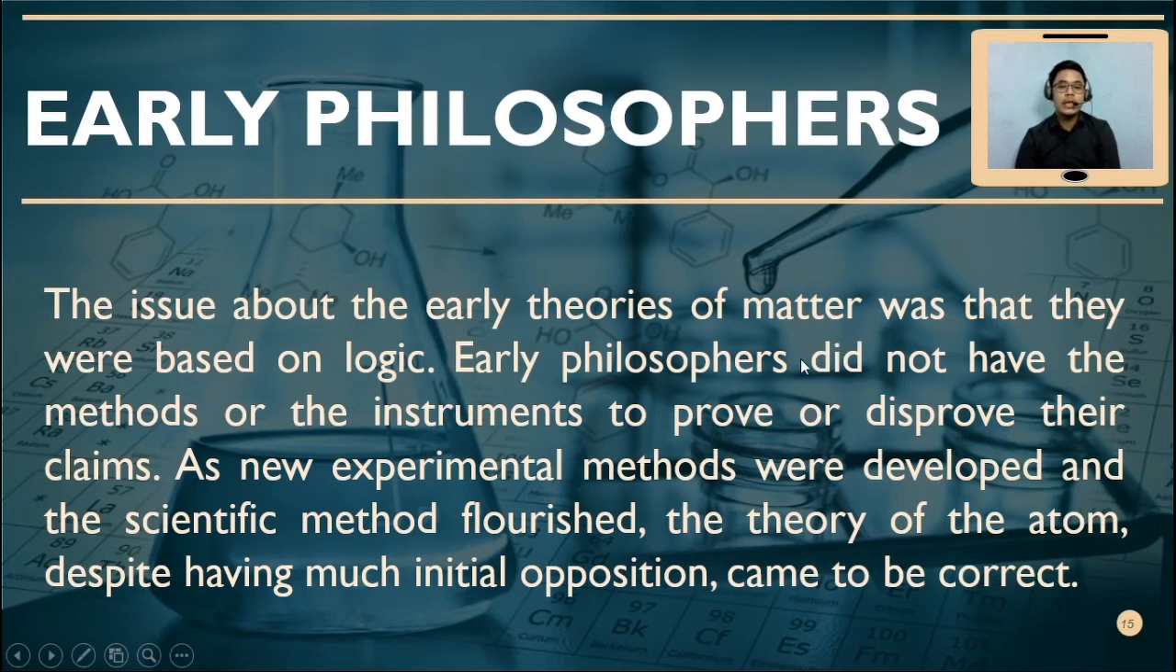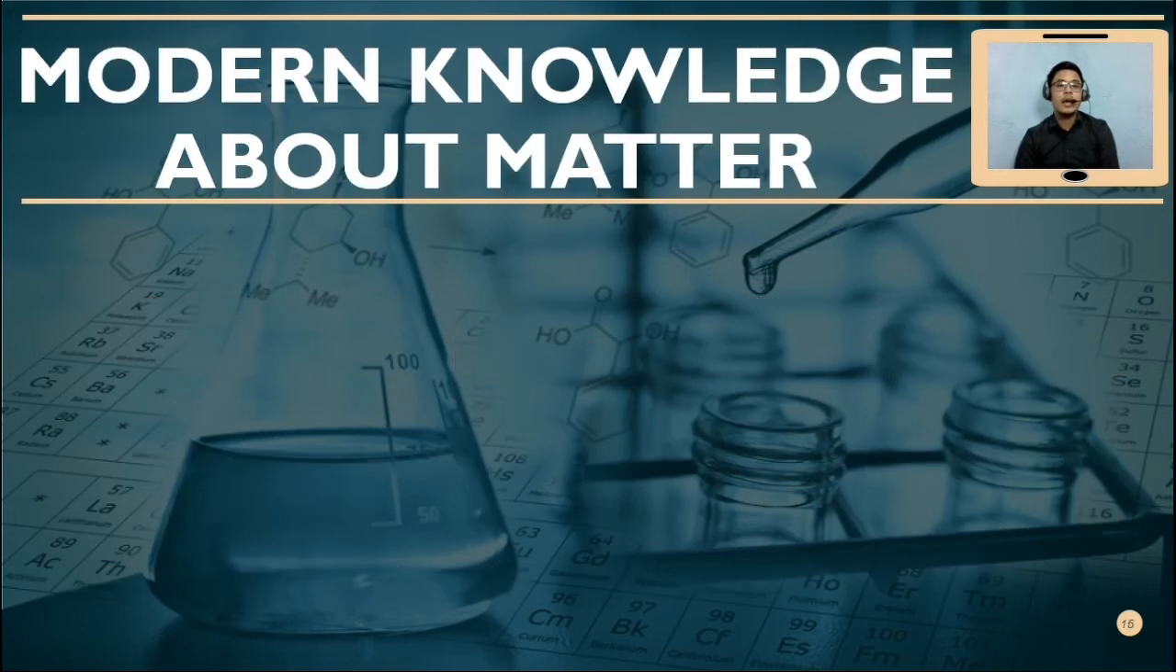But as the new experimental methods were developed and the scientific method flourished, the theory of atom, despite having much initial opposition, came to be correct. So the flaws na na-mention ng mga early philosophers na correct yun due to the advancement and enhancement of the experimental methods as well as to the flourishing of the scientific method. And because of the new experimental methods and scientific method, so we have now the modern knowledge about matter. So what is this modern knowledge about matter all about?